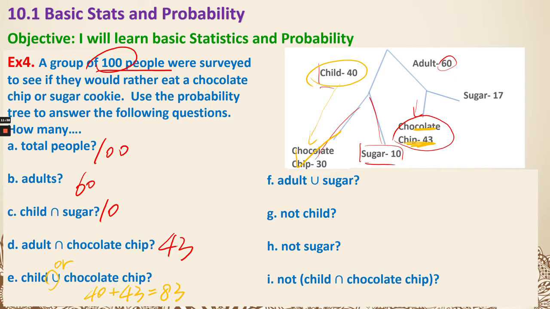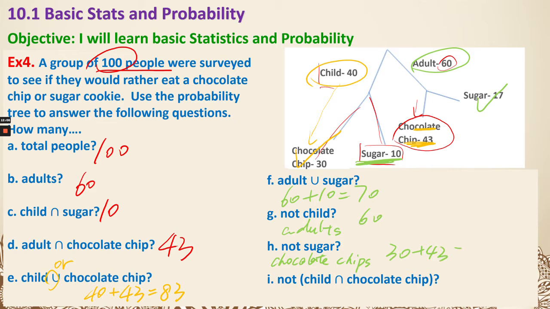Next, adult or sugar. Same idea. We want the ones who are adult. So that's 60. But in adult, we already counted the sugar, so we need the extra part that's not adult. That's 7. Not child. That basically means we're talking about the adults. So that's 60. Not sugar means chocolate chips, which is 30 plus 43. We want all the chocolate chips, so that's 73.